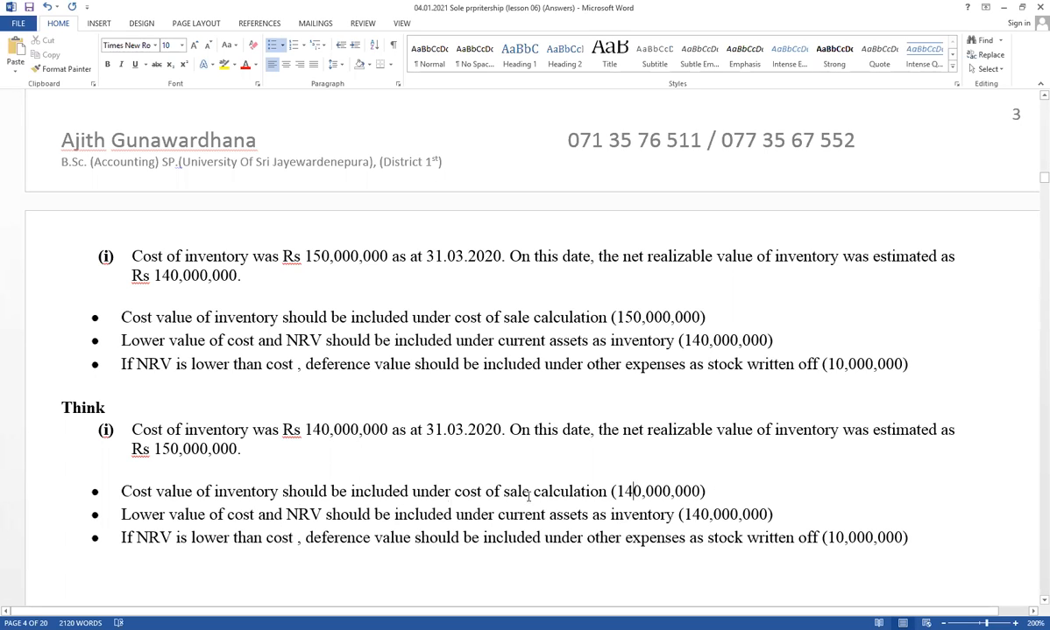Definitely cost value should be included under cost of sales calculation. Therefore, cost value equals 140,000 and net realizable value equals 150,000. Now think about the lower amount. The lower amount is 140,000. The lower value is also 140,000. Therefore, under current assets, 140,000 should be included. Now NRV is higher than the cost value. Therefore, stock written off cannot be recognized. Stock written off is 0 in this example. Reason: NRV is higher than the cost value.